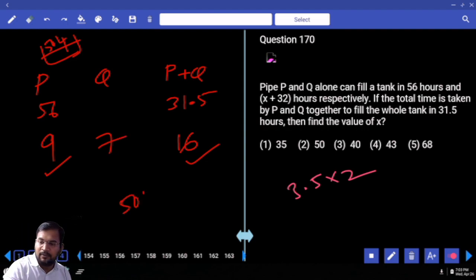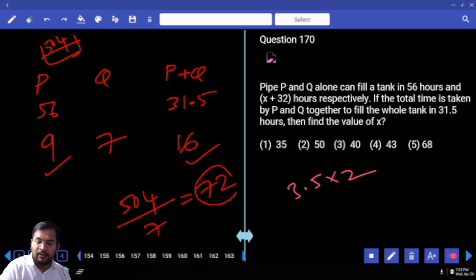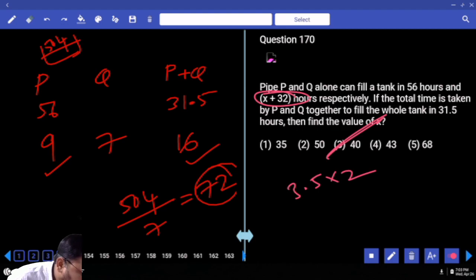504 by 7, 7 7s are 49, 7 2s are 14. Therefore total it is 72 hours. That 72 hours is equivalent to x plus 32 hours. All of you clear? x plus 32. Therefore x, your answer, is 40.